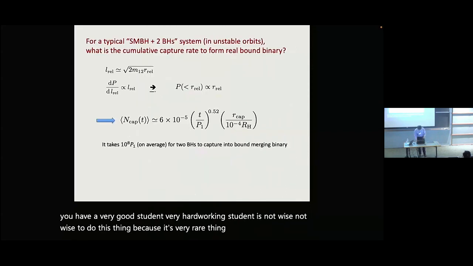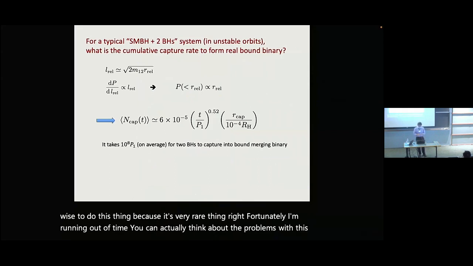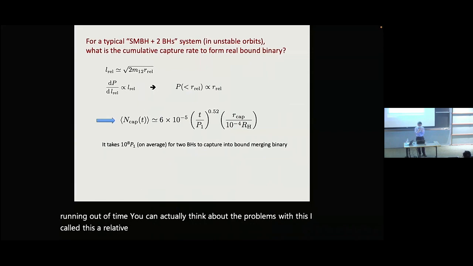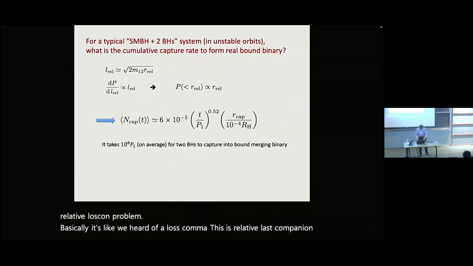Fortunately, I'm running out of time. You can actually think about the problem. I call this a relative loss cone problem, basically. It's like the loss cone we heard about, but this is a relative loss cone problem. You can do this in a little bit of a clever way. And here's the result.